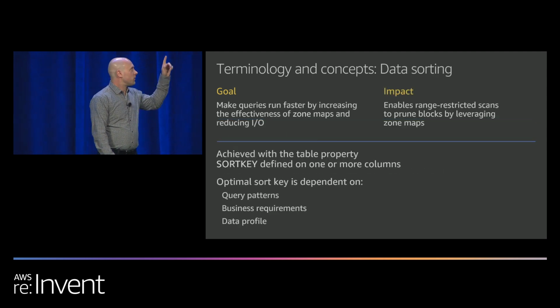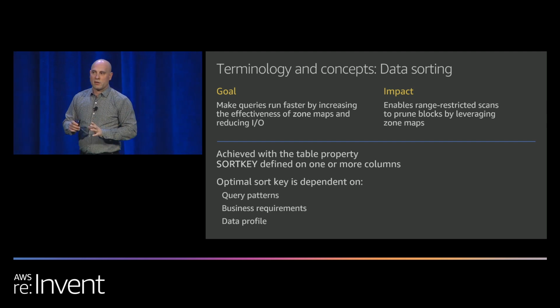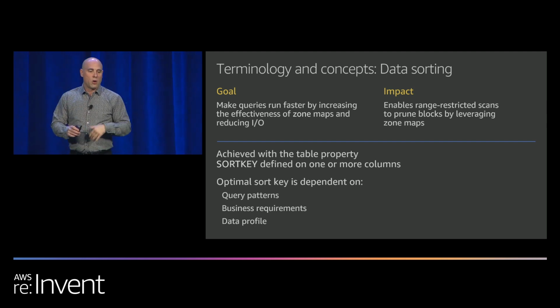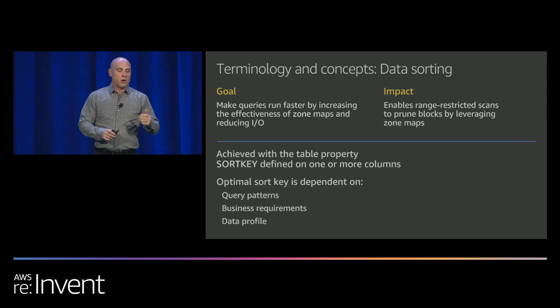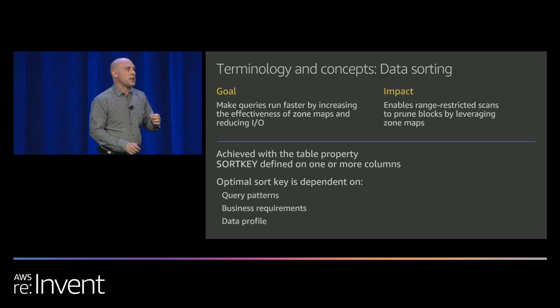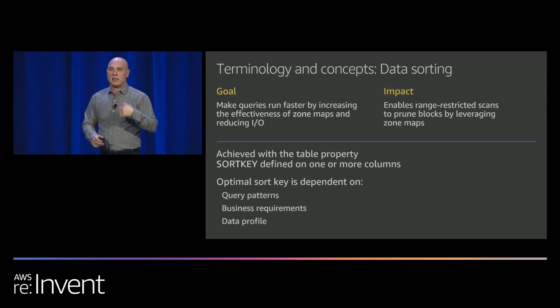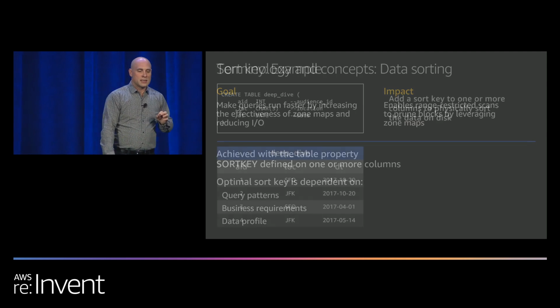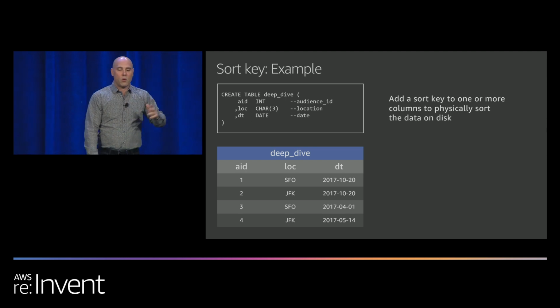The next piece of terminology is data sorting. Data sorting is meant to optimize the zone maps. That is what 90% of customers will use data sorting for. So you want to basically make the zone maps more effective and reduce I/O further. In most cases in Redshift, it will be on some sort of temporal column, usually a timestamp or a date, something that you're frequently filtering on. This is data warehousing, so there's almost always a timestamp in your fact table. So a simple example of how data sorting works, the same deep dive table, the same 4 rows there.